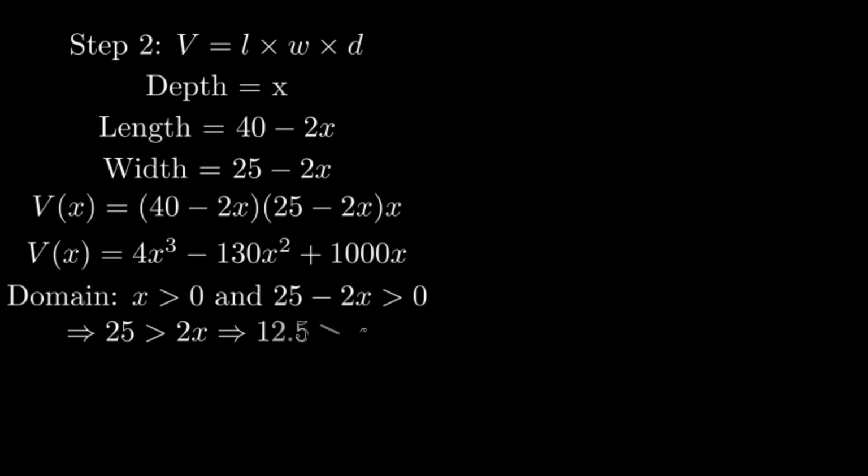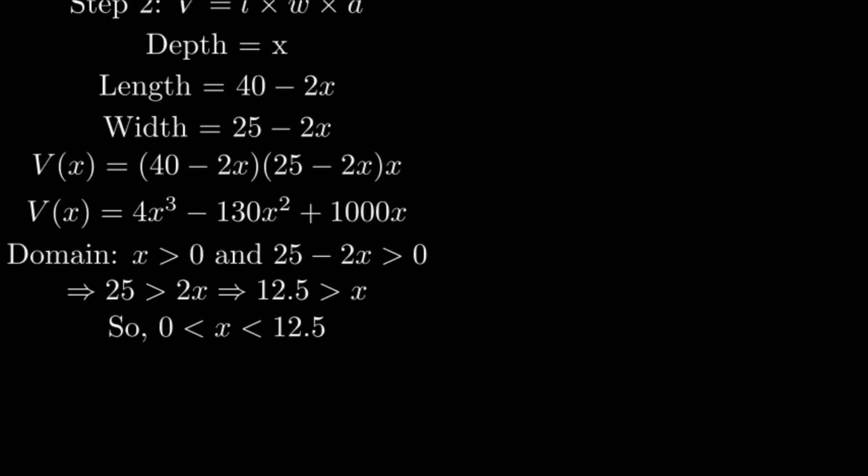For the domain, x must be greater than 0 and all side lengths must be positive. The shortest side is 25 minus 2x, so this must be greater than 0, which means x must be less than 12.5. So our domain is between 0 and 12.5.